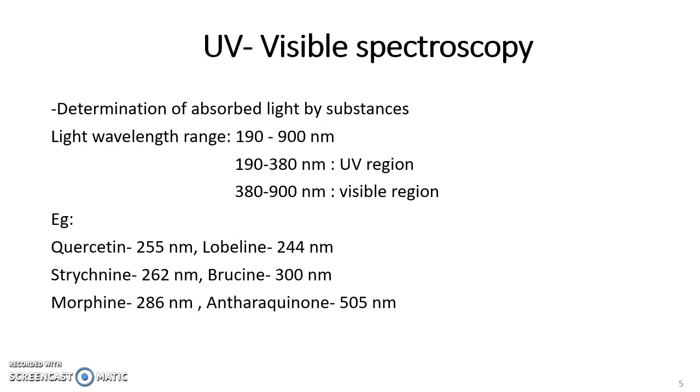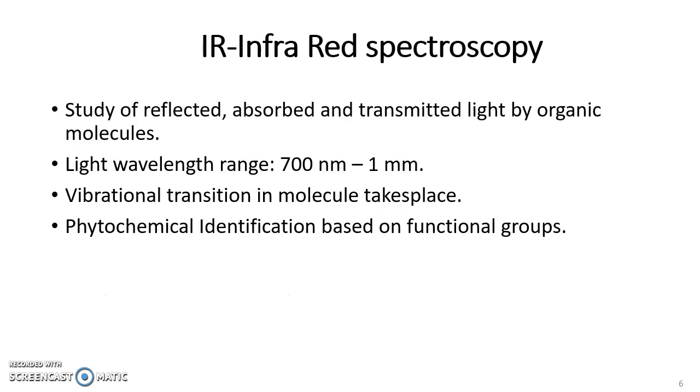UV visible spectroscopy is an absorption technique. Here measurement of light absorption by a substance in a wavelength region from 190 to 900 nanometers occurs, where 190 to 380 nanometers covers the UV region and 380 to 900 nanometers the visible region. For example, the crude drug quercetin absorbs maximum light at the wavelength of 255 nanometers, that is the lambda max value. Similarly, lobelia, strychnine, brucine, morphine are drugs that absorb light at their specific wavelengths. Hence, the drugs can be evaluated using their lambda max values.